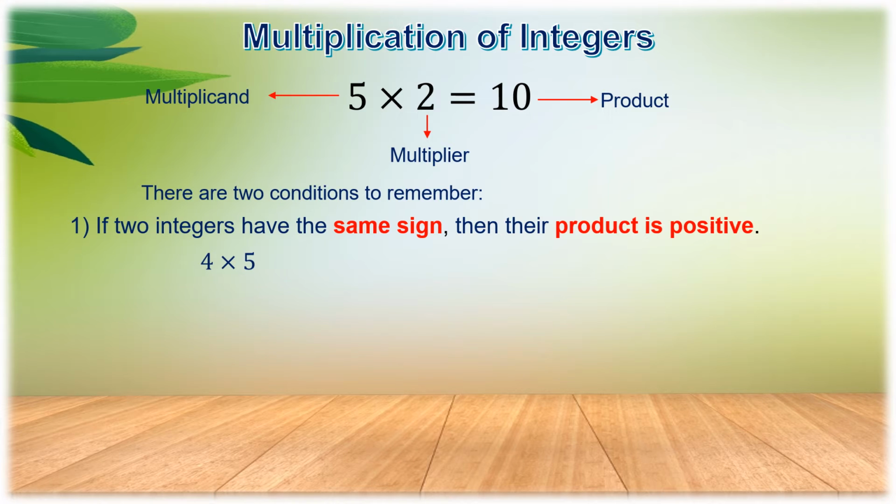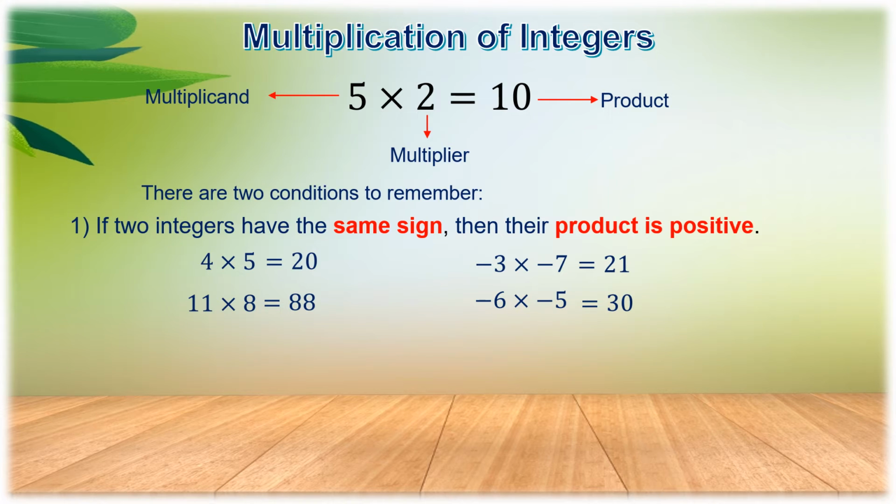So supposing we have both positive numbers, so 4 times 5, it is equal to positive 20. How about if we have two negative numbers? So negative 3 times negative 7, it will be equal to positive 21. How about 11 times 8? Correct. So it is positive 88. How about negative 6 times negative 5? Correct. So they are both negative, so it is equal to positive 30.